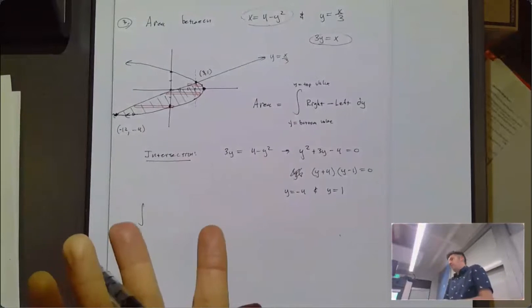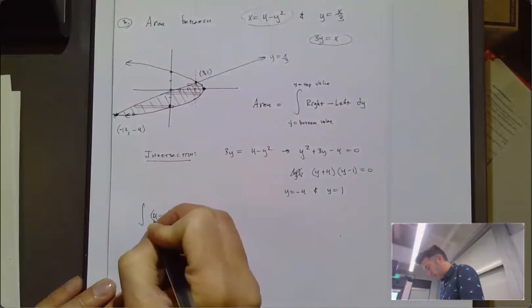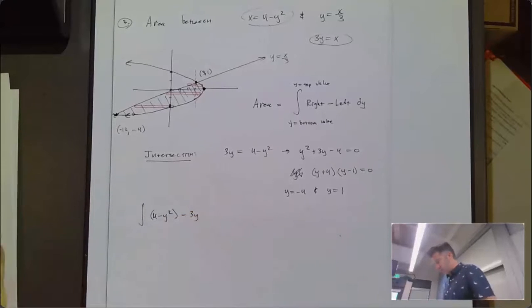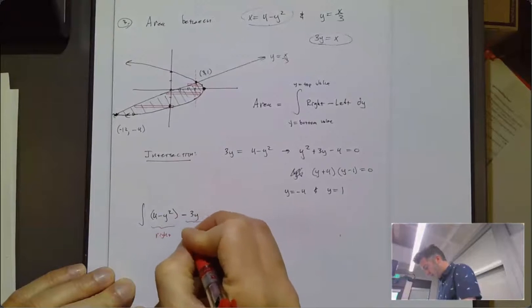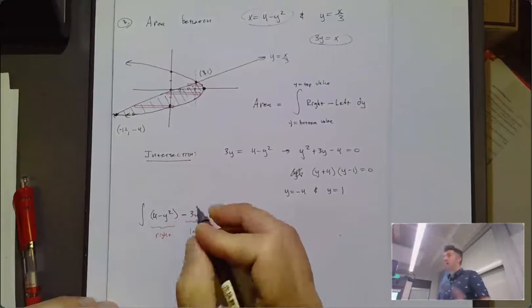Well, I drew it, so I'm pretty sure it's going to be 4 minus y squared minus 3y, or this is the right, and this is the left. But if we didn't draw it, we could apply the same logic as the previous problems.